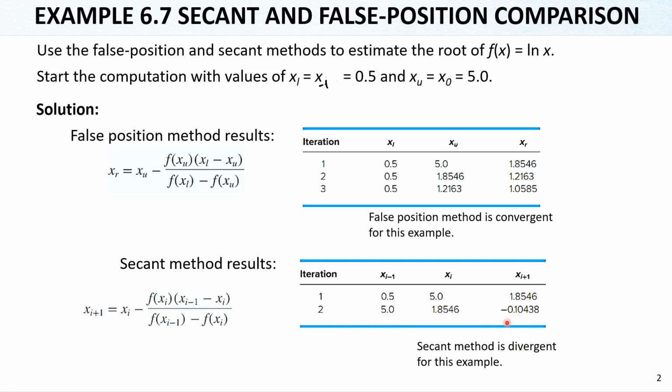So we want the value of 1 actually. The true value is 1. But here it's not diverging, so it's diverging for this example. That's why when we use secant, it's dangerous. We can have divergence, but in the false position we can have convergence because it brackets the root.